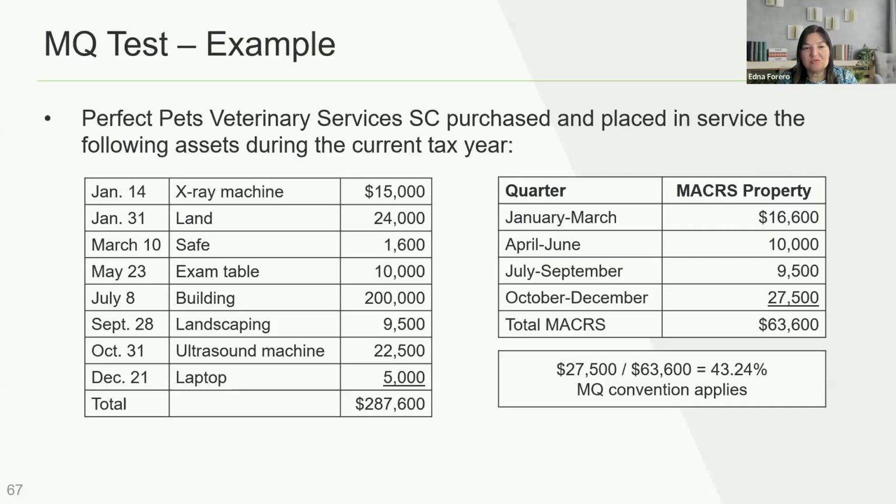We've got to determine the quarter of those items. So from January to March, it was $16,600. From April to June, it was $10,000. For July, $9,500. October to December is $27,500. So these are the items that are eligible under MACRS. So $63,600, and the last quarter of the year, $27,500, divided by that is over 43%, 43.24. So we have to use the mid-quarter convention for this item. All right, for all of these items, not including the building.